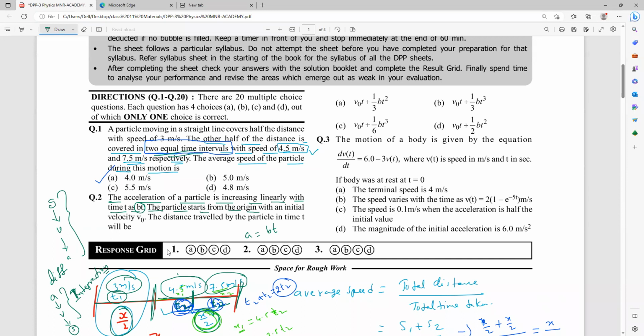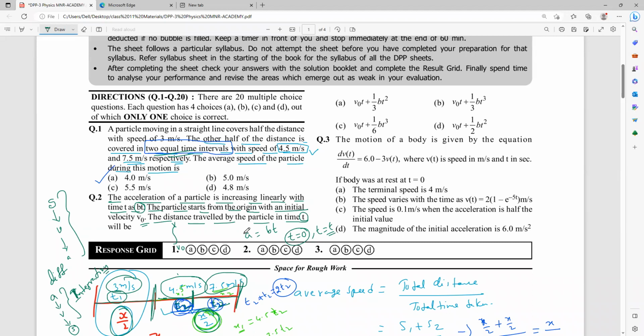Starts from the origin, so we all know the time t is equal to 0, with an initial velocity v naught. So velocity is varying from v naught to v, and time is varying from 0 to t. Now they are asking for the distance traveled by the particle in time interval t. That is the given question.